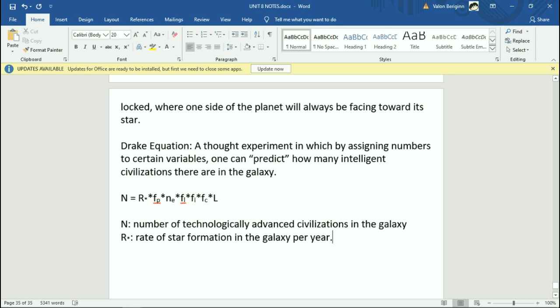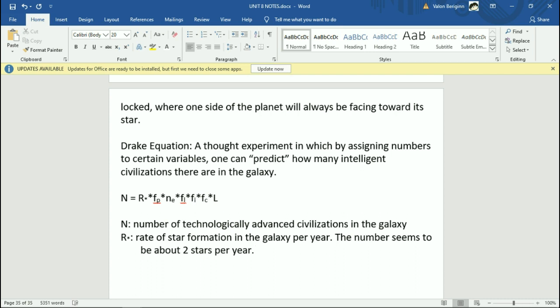We know this. This is something we actually know at this point. And the answer, the number for this, seems to be about 2 stars per year. So that seems to be the answer for that, about 2 stars per year.